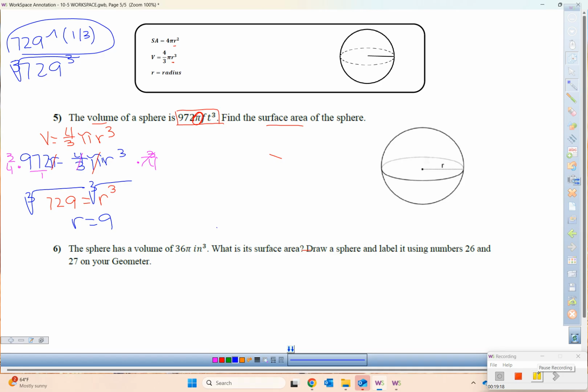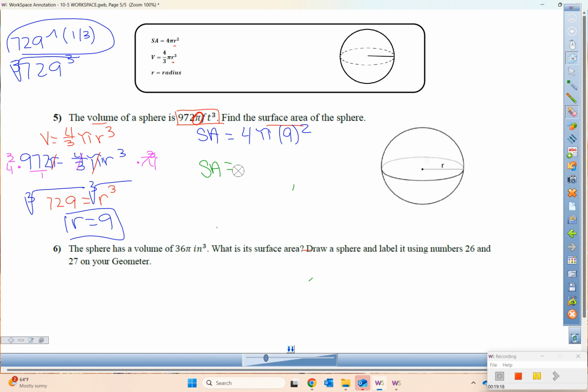Okay. Oh, wait, we're not finished. We need to find the surface area. We did all that work. We have our radius. We need to find our surface area. Okay, so surface area is 4 pi, and r, my radius is 9 squared. So now with the information we have, we should be able to come up with the surface area. Let's punch that into our calculator and see what we get.